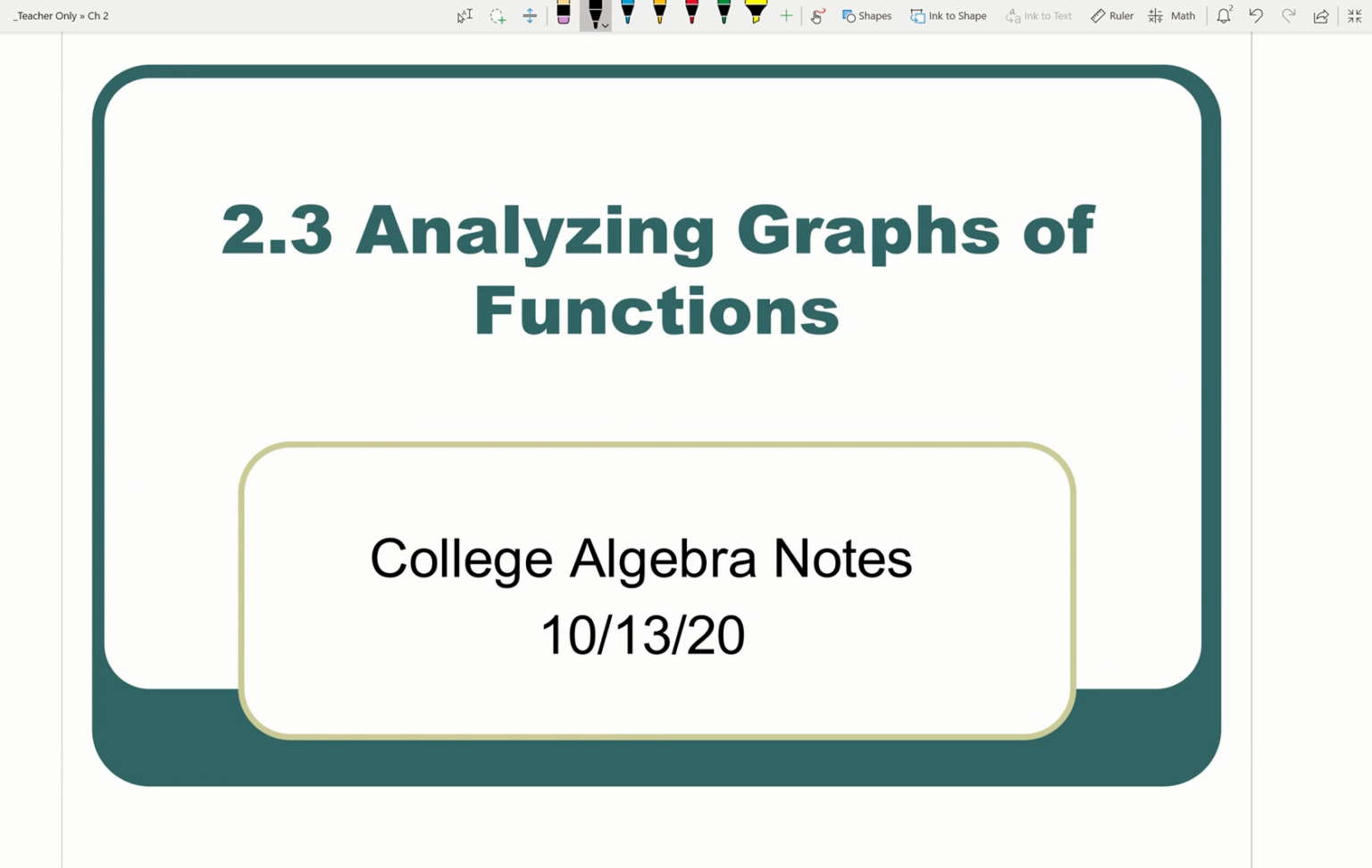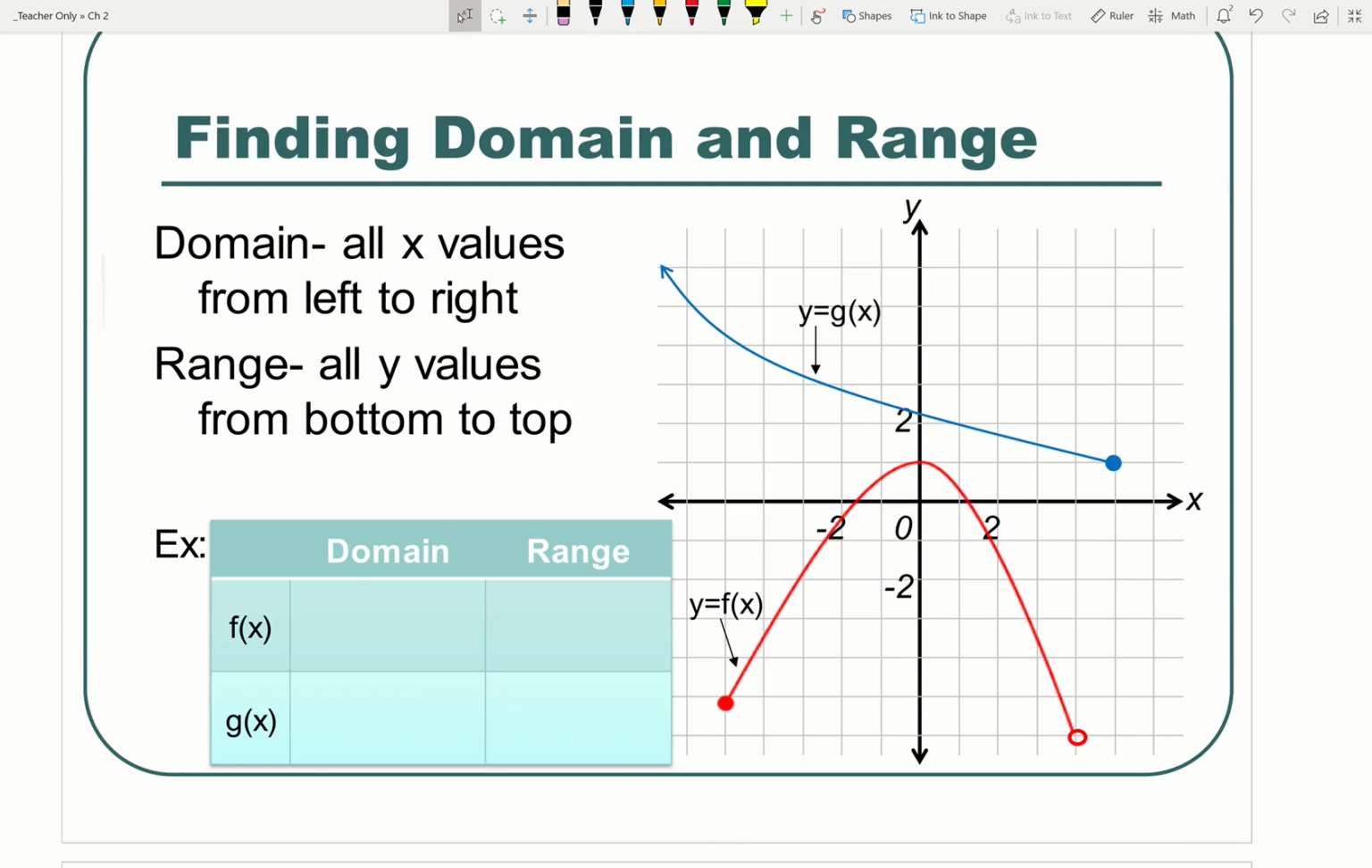So in this video I want to talk about a different couple of characteristics of functions. I want to talk about domain and range. I want to talk about how you can evaluate the function using the graph. I want to talk about some other things like zeros and even and odd. So lots of different things dealing with the graphs of functions today in this video.